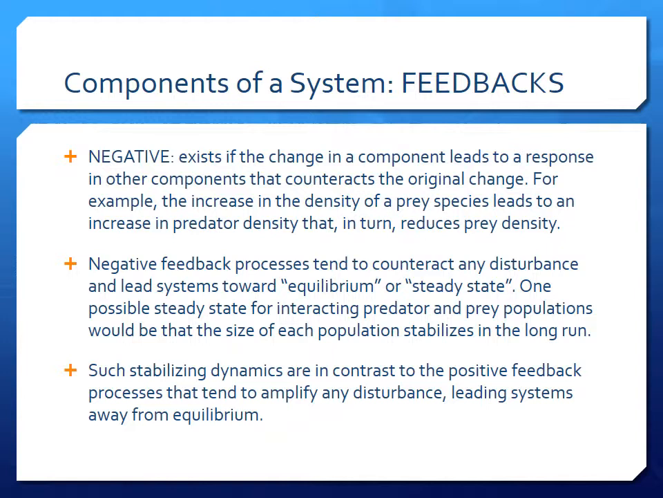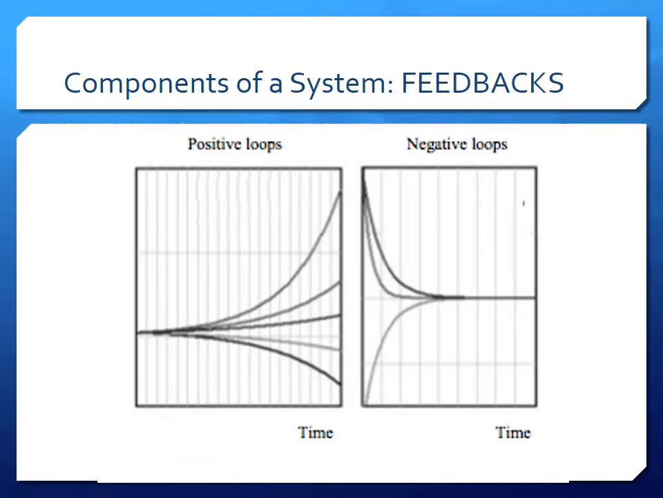And these stabilizing dynamics are in contrast to the positive feedback, which tends to drive the system away from equilibrium by amplifying disturbance. But you see here on the left, the positive loops or positive feedbacks tend to amplify disturbances, so they're unsustainable or drive the system away from equilibrium. And the negative loops tend to stabilize over time.